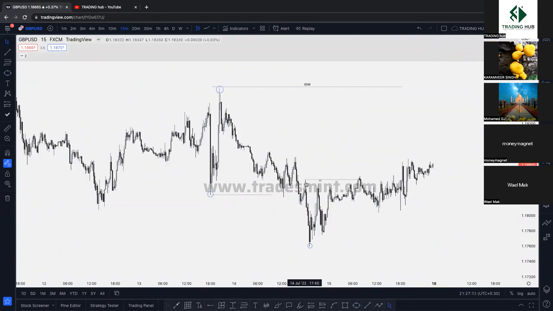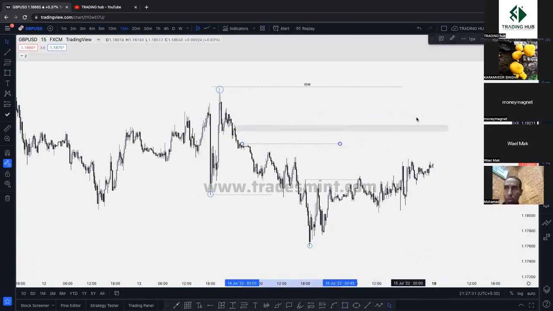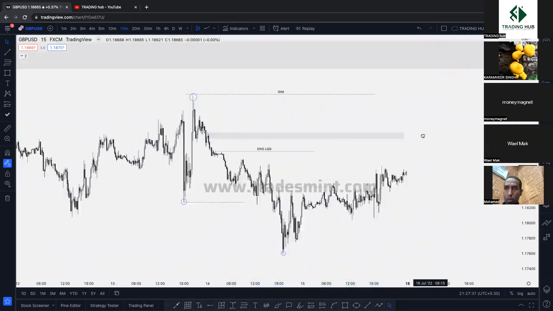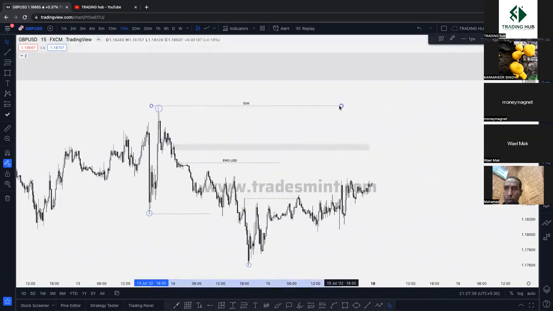Okay, break the structure, first inducement, and where is our engineering liquidity? I think here. I think this order block is already mitigated, so this high. Okay, so this point acts like an engineering liquidity, and this one is our extreme order block in a 15-minute. And this one is our 4-hour inducement.